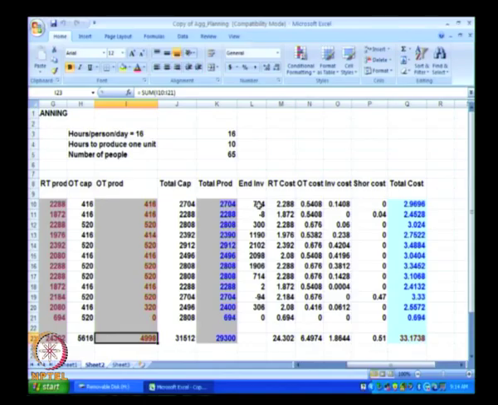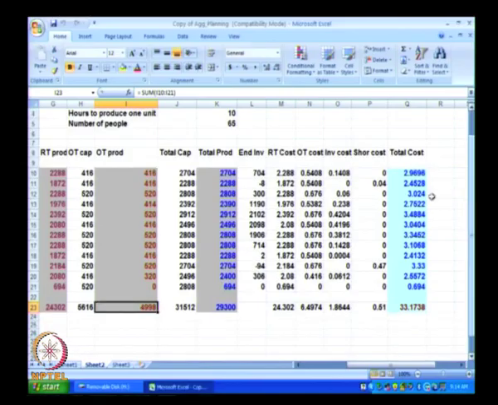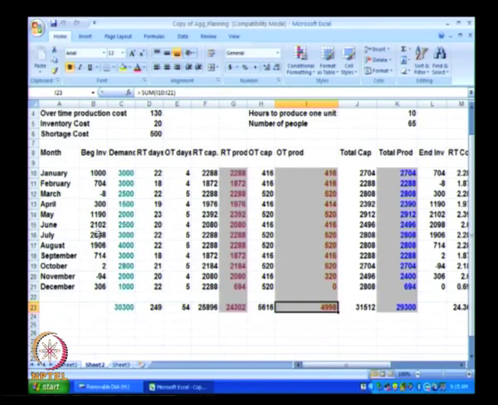There is no shortage cost because the ending inventory is positive. In this example, inventory cost is computed based on the ending inventory value. So there is no shortage cost, and the total cost is the sum of these 4 costs, which is regular time cost, overtime cost, inventory cost and shortage cost, and that is 2.9696 lakhs. Now the ending inventory of January, which is 704, becomes the beginning inventory for February, which is shown here.